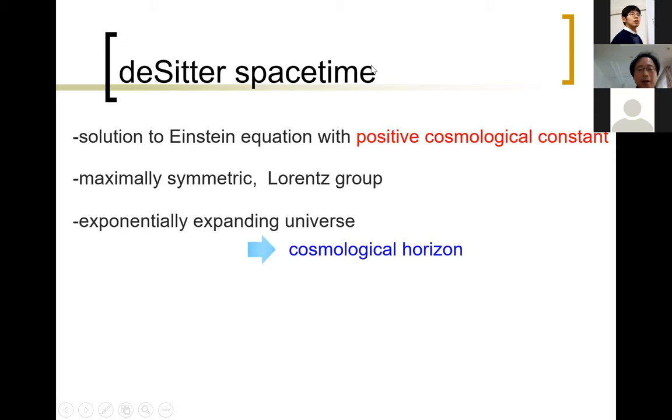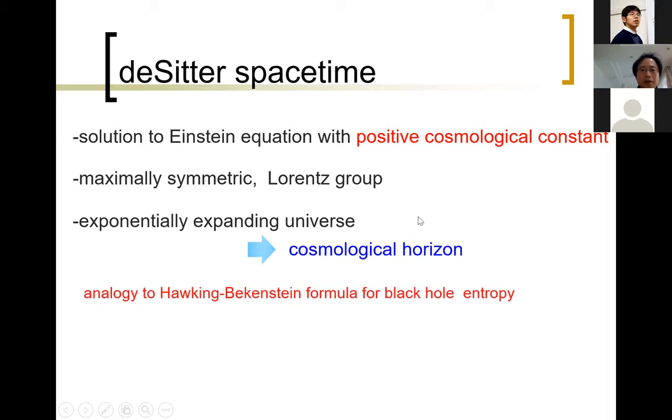Anyway, due to the cosmic expansion of space, we have a cosmological horizon. This is analogous to an event horizon. So we expect a formula for the entropy of the cosmological horizon similar to the Hawking-Bekenstein formula for black hole entropy. This is the Hawking-Bekenstein formula for a black hole. A_horizon is the area of the event horizon of the black hole, the surface of the black hole, and G is the Newton constant, the gravitational constant. Hereafter, I take natural units, so c is unity and h-bar is unity.